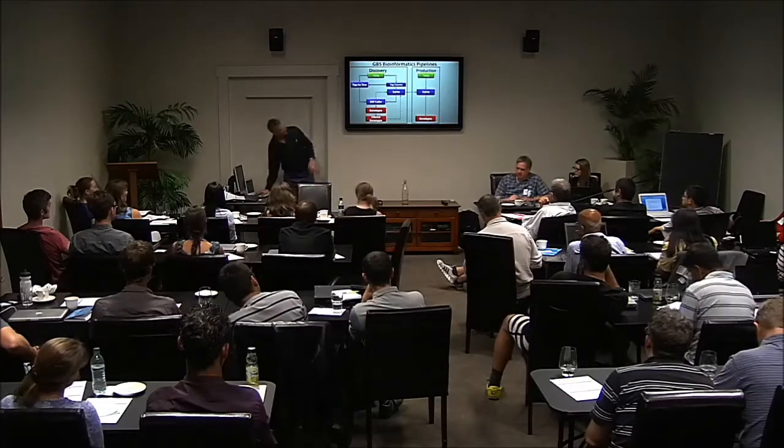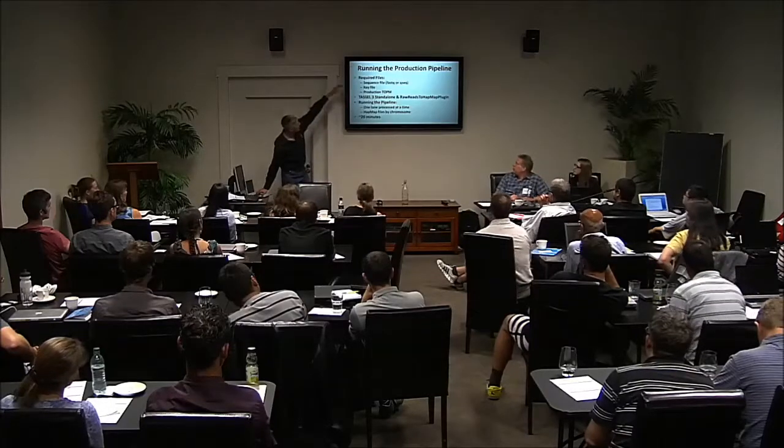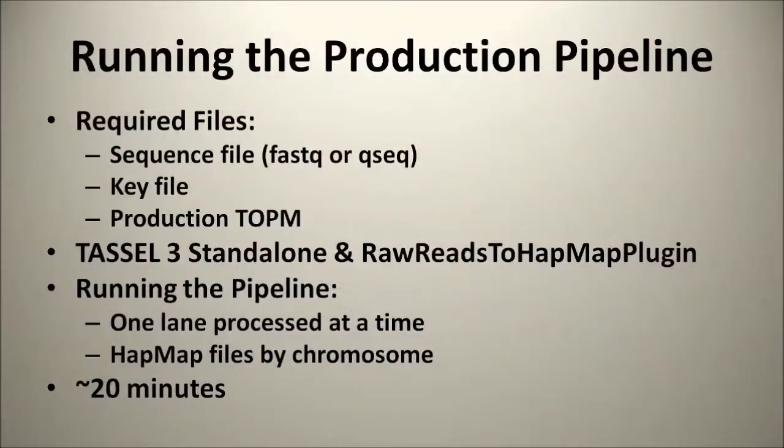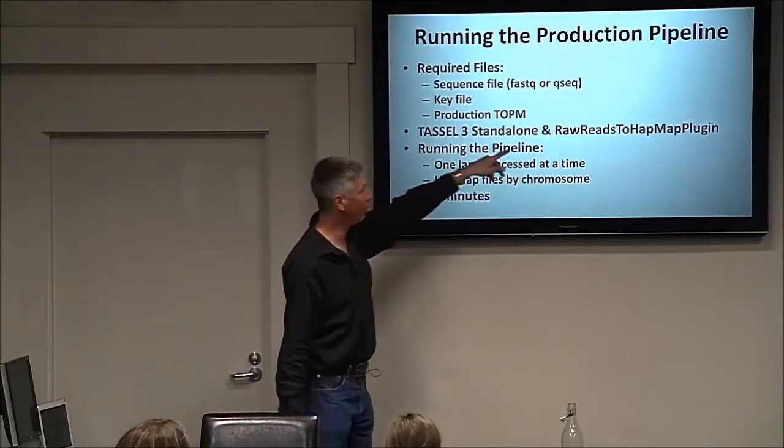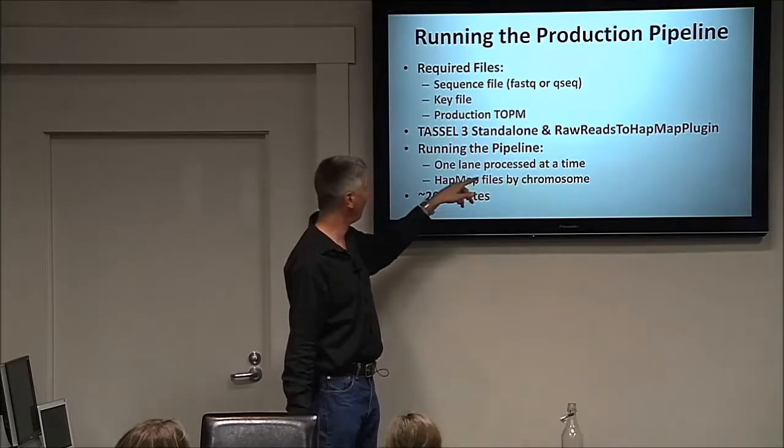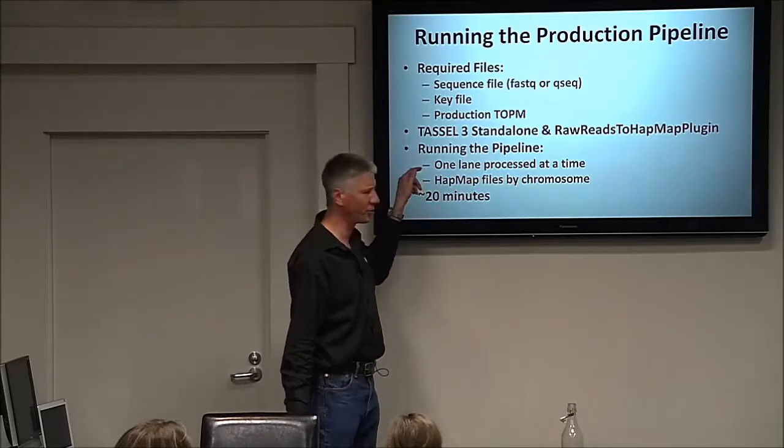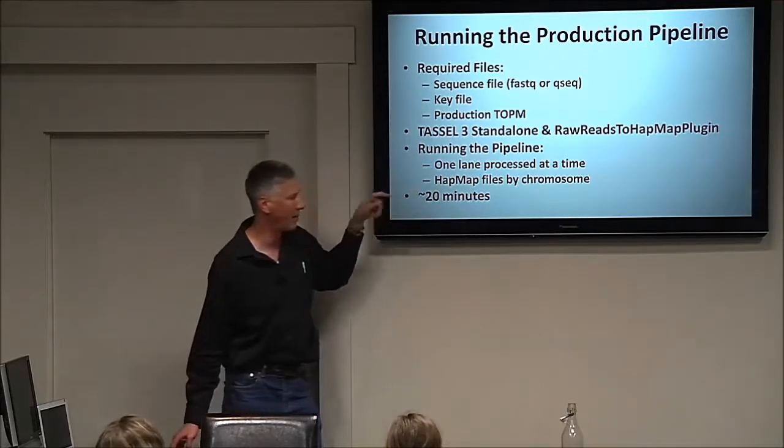To run it, you need the sequence file, of course, a key file, obviously, and the production TOPM. This is still reasonably current: TASSEL 3 standalone and the raw reads to hapmap plugin. When you run it, it's still one lane processed at a time, and hapmap files by chromosome.